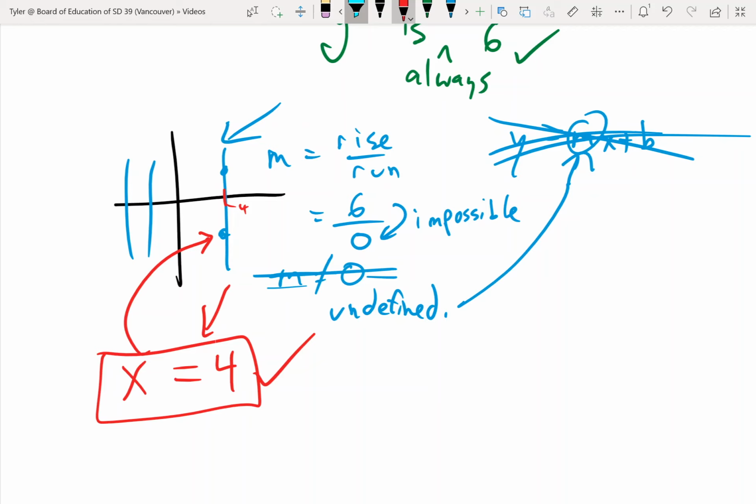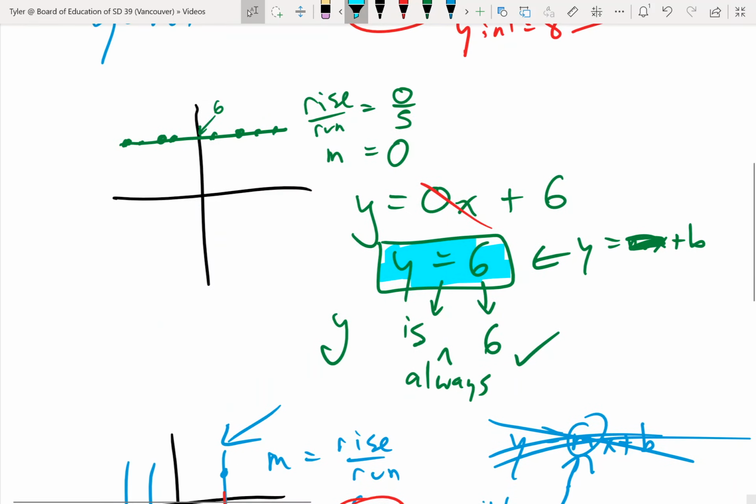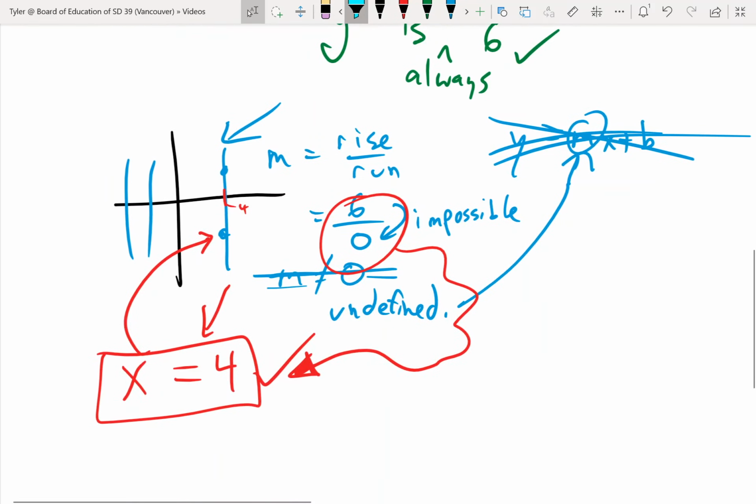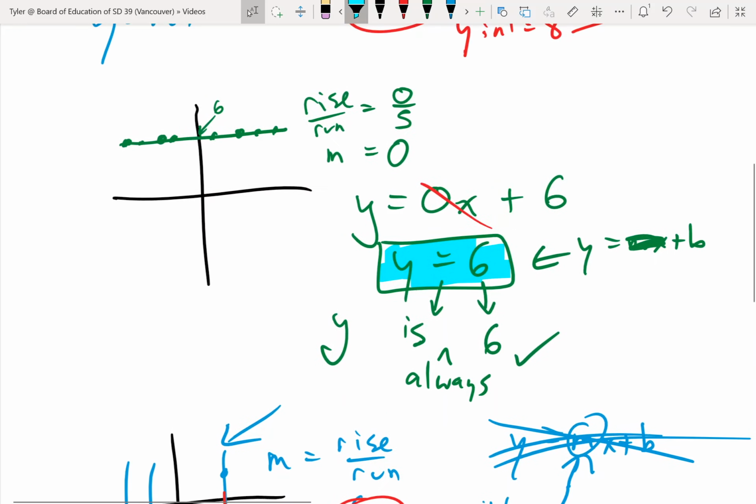I don't think you have to memorize it. You just have to realize that if you try and do it here, it won't work. And you just need to know, okay, wait, what do I do? Oh, I just need to write it a different way. And that's it. That's the key takeaway. Vertical is x equals something. Horizontal is y equals something. That's it.